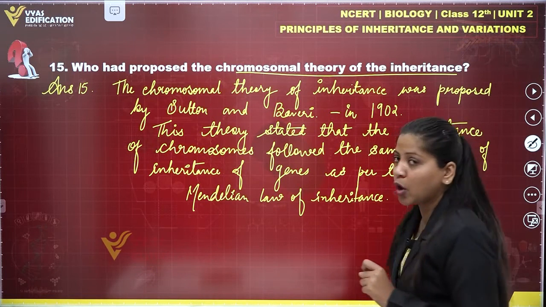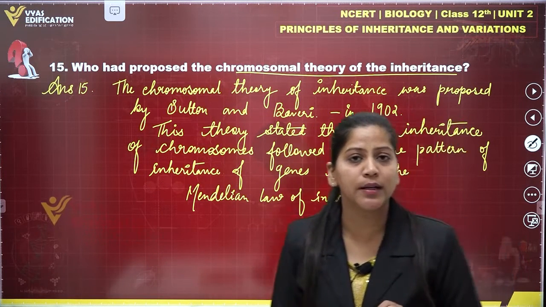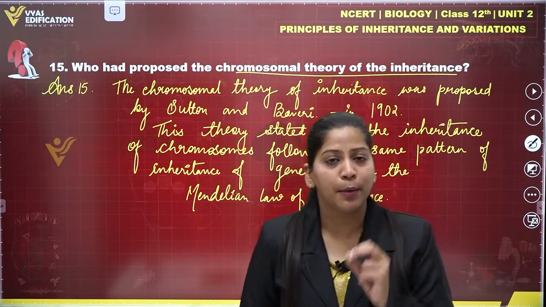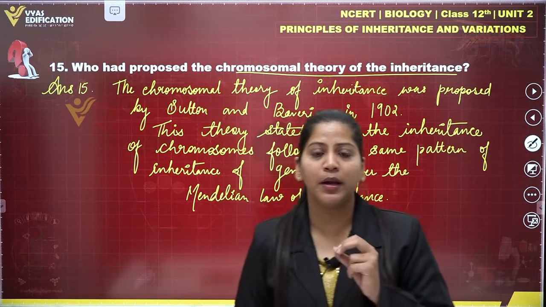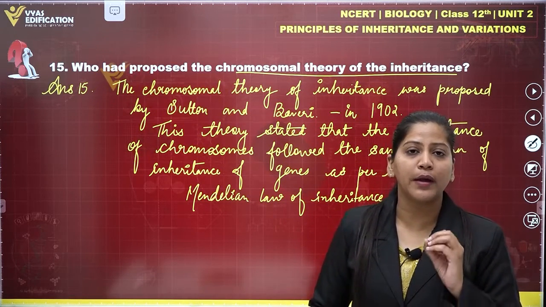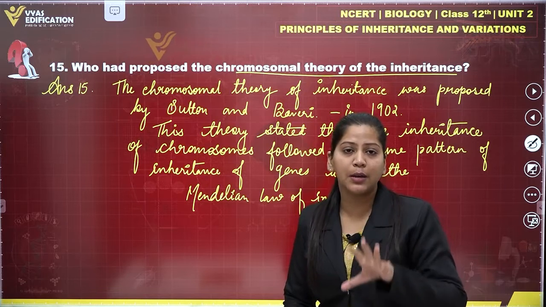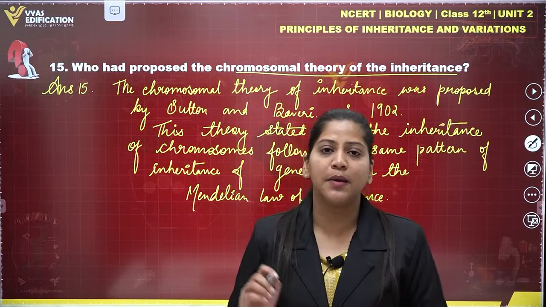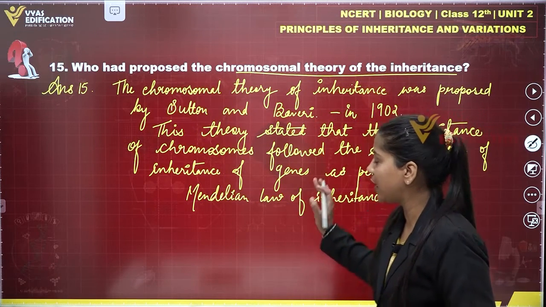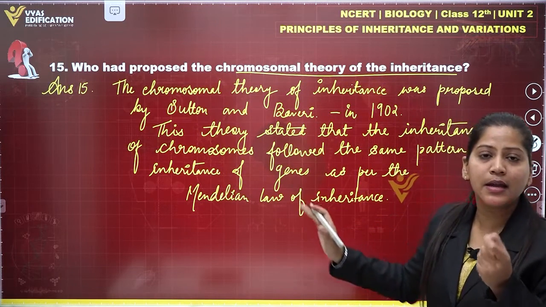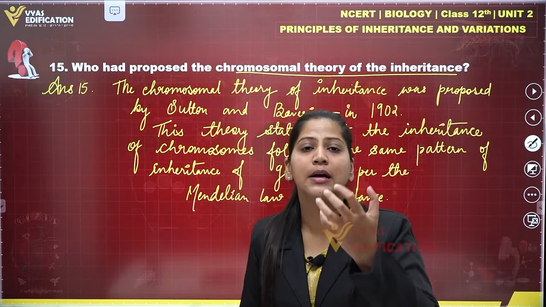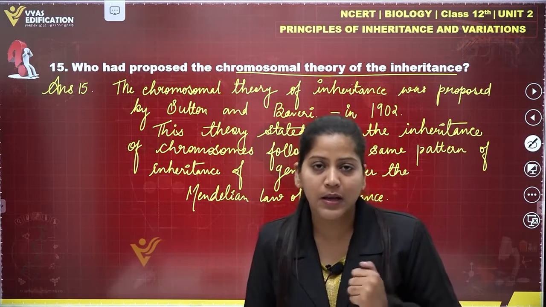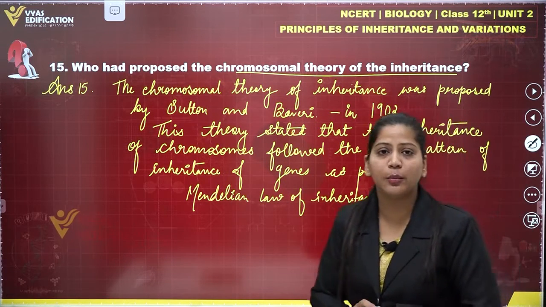So who proposed the chromosomal theory of inheritance? There were two scientists named Sutton and Boveri. They both together proposed the theory of chromosomal inheritance in the year 1902, but they were not able to prove this theory, and it was proved by another scientist named T.H. Morgan. According to their theory, the inheritance of chromosomes followed the same pattern of inheritance of genes according to the Mendelian law of inheritance. So this is the complete solution of question number 15.